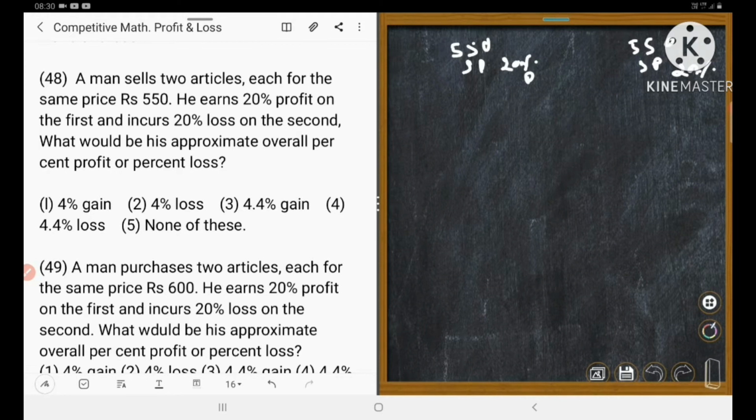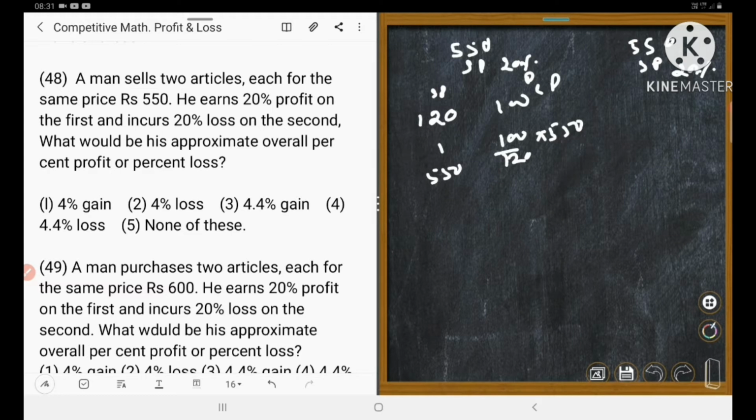So this is SP, this is SP, this is what? Profit. That means 120 SP is equal to 100 CP. Therefore, 1 is equal to 100 upon 120. Therefore, 550 is equal to 550. Could you understand?